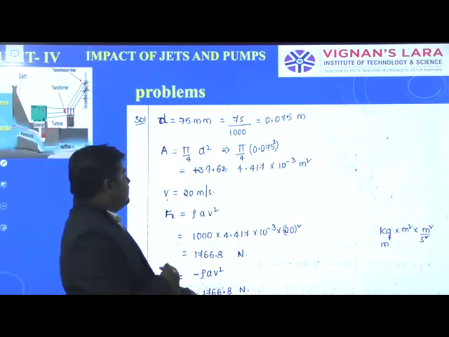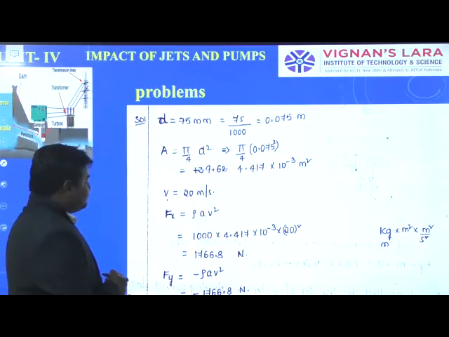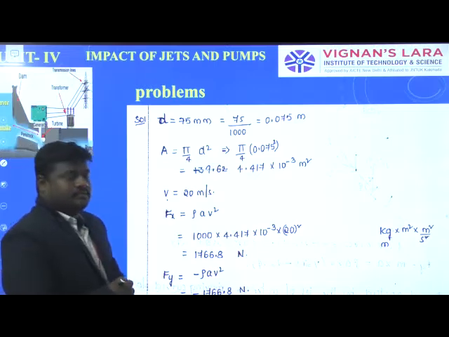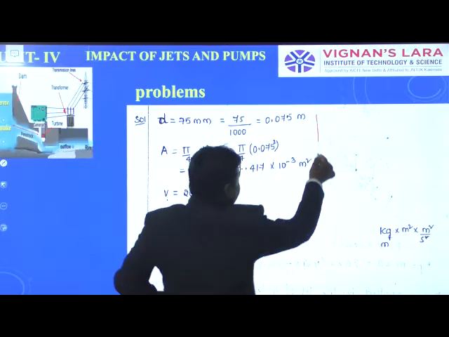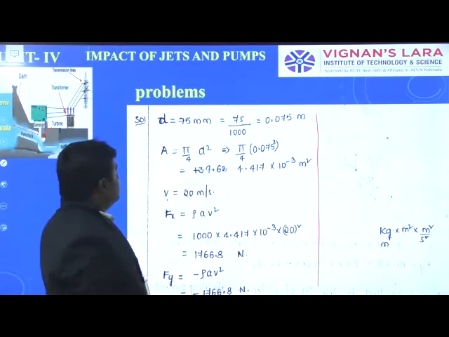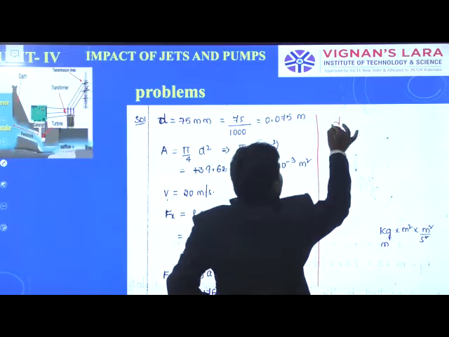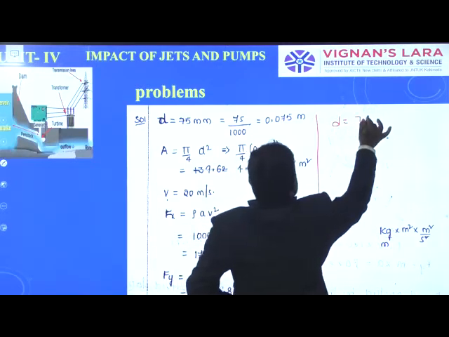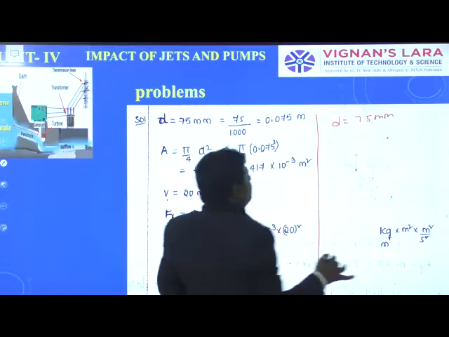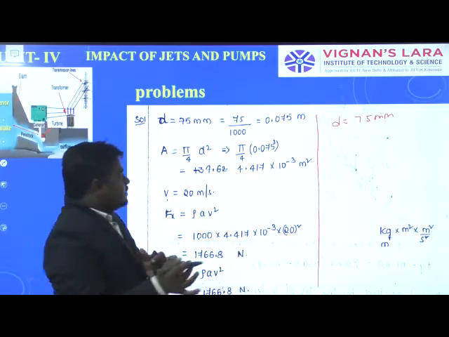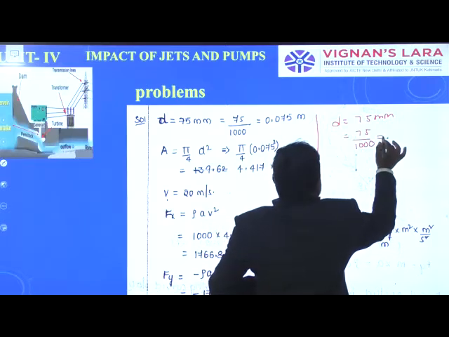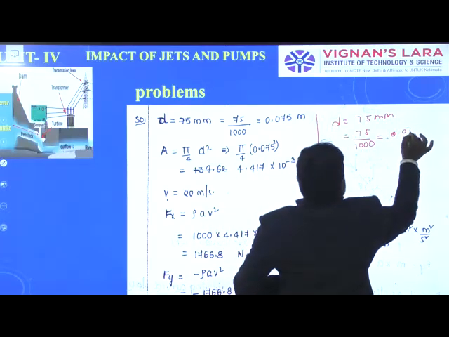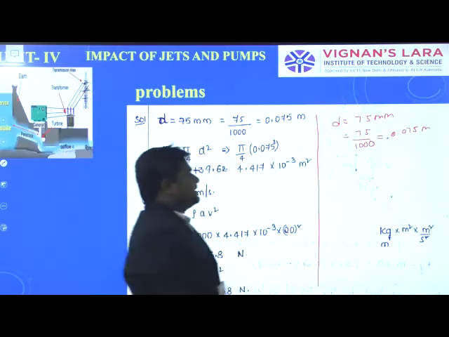First we have to solve this type of problem. Given the diameter, I will explain clearly here. See, the diameter D equal to 75 mm. We have to convert mm to meters, so that is 75 by 1000, equal to 0.075 meters. Is it clear?